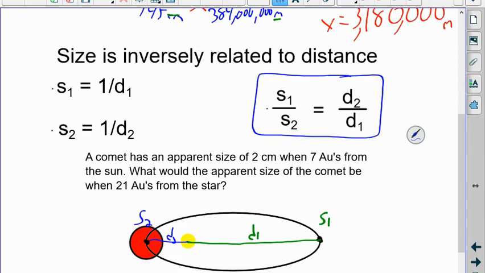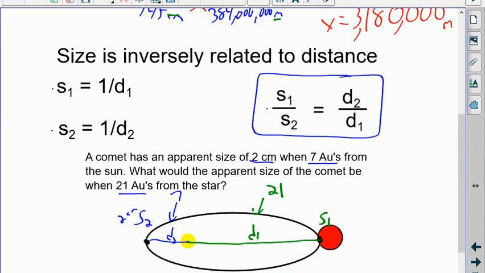So a comet has an apparent size of 2 centimeters when 7 AUs from the sun. The 7 AUs is less than the 21 AUs. So D2 is 7 and D1 is 21. And then it's 2 centimeters when 7 AUs. That's its S2, 2 centimeters. So conceptually, when it's 2 centimeters here and it comes over here, it's going to be small. My number better be less than 2 centimeters if I did it right.